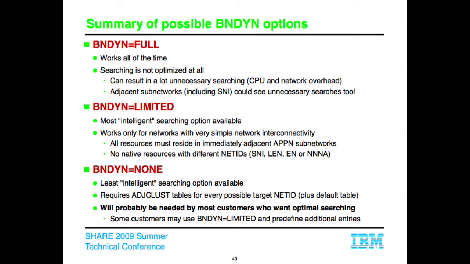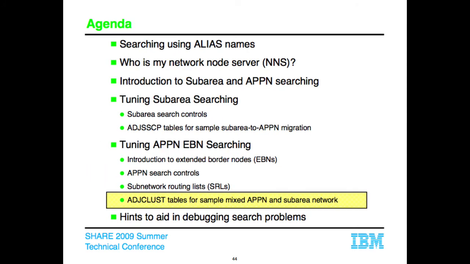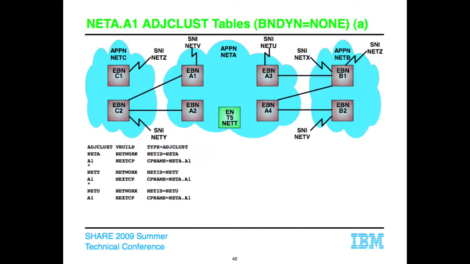The bottom line is, if this doesn't work very well, and this rarely works very well, the only way that you're ever going to get your searching to perform well is if you're in this category right here. You use border node dynamics equals none, and then you predefine the adjacent cluster tables that you want for all the searching. I'm guessing that most customers will probably want to use BN equals none. And that's why the rest of this presentation on EBN search controls shows you examples of what adjacent cluster tables would look like for any given net ID from any node's perspective. So we'll go into that topic right now.